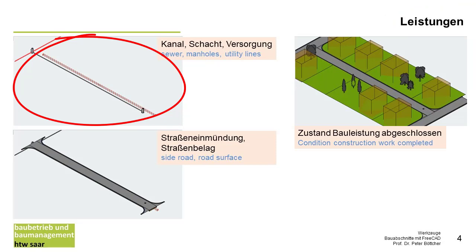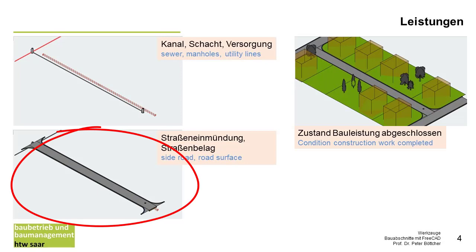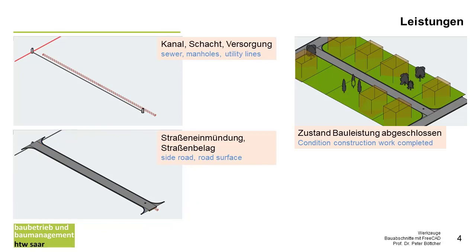The essential services are, on the one hand, in the earthwork area, the construction of the sewer, the manholes and the supply lines, and, on the other hand, the construction of the new road surface and the new road structure with the junctions to the other roads. In the combination of the three previous specialized models, we see then here the condition of the complete building measure.